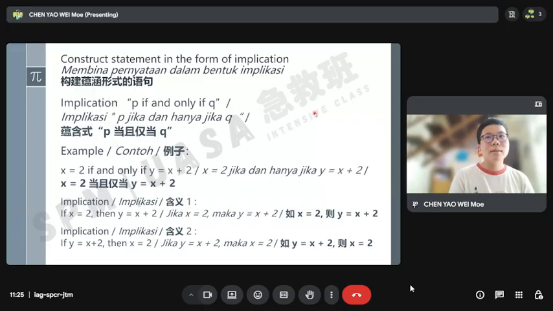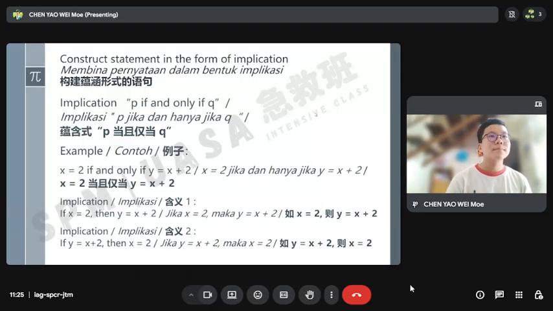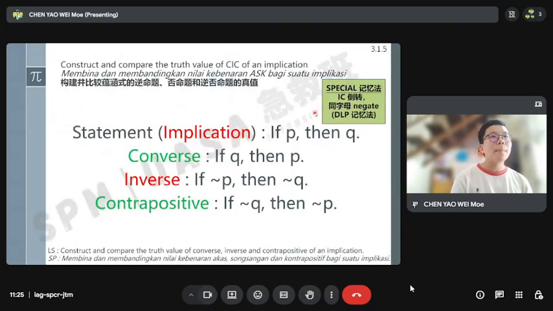That is called the ICIC. What is ICIC? We can construct and compare the truth value of the ICIC of an implication. Today we say that if P then Q is a statement. We can switch the position, and it becomes the converse. Inverse means I negate the statement. Contrapositive means I switch the place and I negate it.